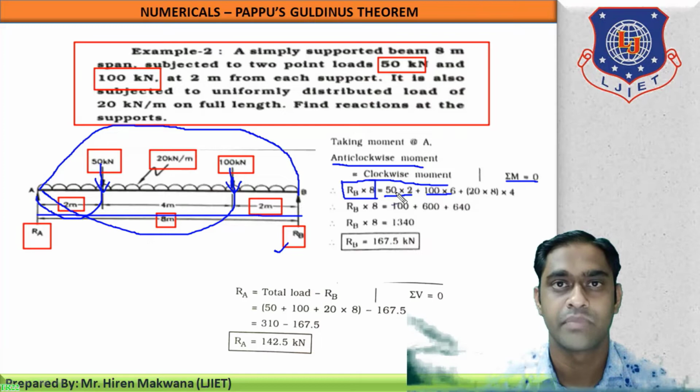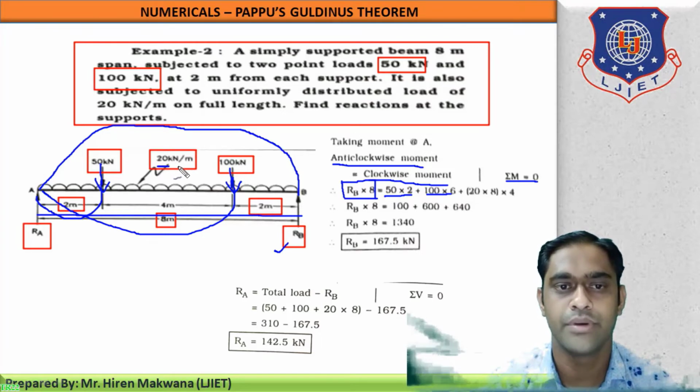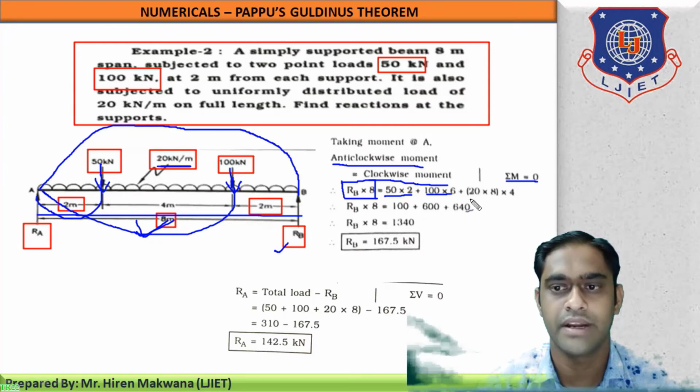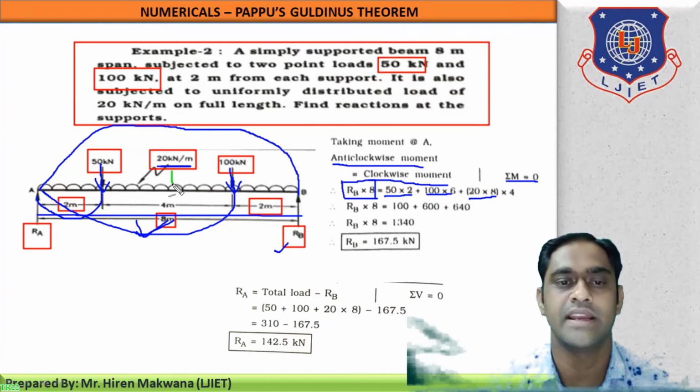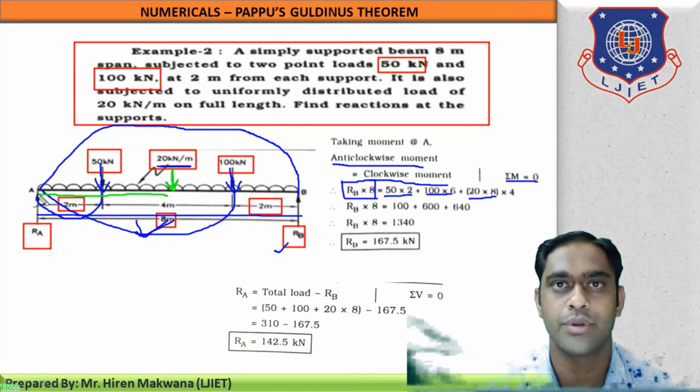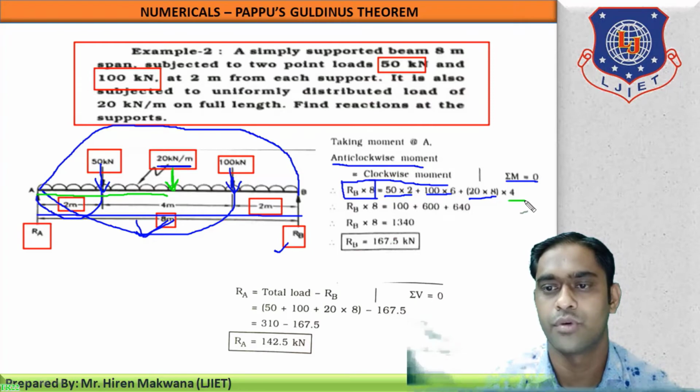Now carefully listen how to solve the UDL. Now the UDL is 20 kilonewton per meter acting on the entire length, means 8 meter total. So first of all multiply 20 by 8 to convert it into a point load. So 20 into 8, now it is converted into a point load. Now where is the UDL? UDL is always acting at the center like this. So the total distance will be 4 meter up to point A from the point load UDL. So now it is 4 meter.